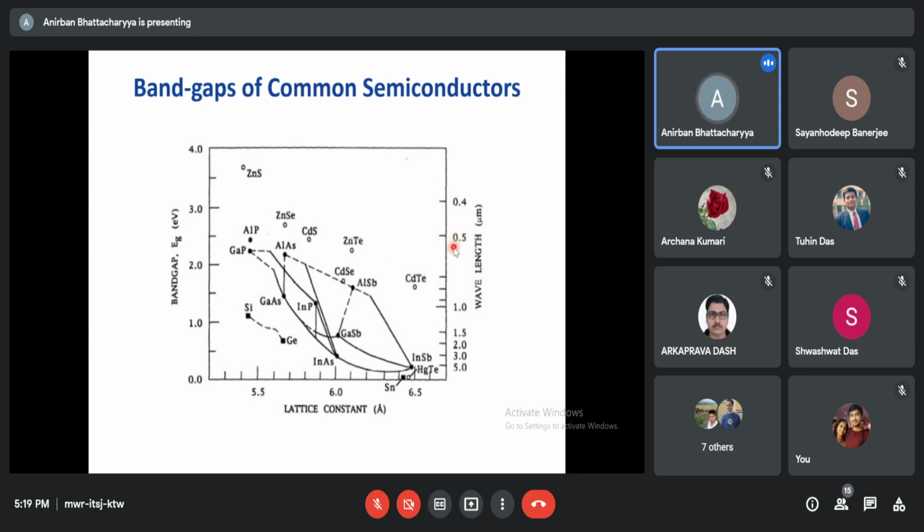0.5 micrometers is how much in nanometers? So 500 nanometers. And do you know what the visible wavelength range is? What is the wavelength for blue, red, and so on?